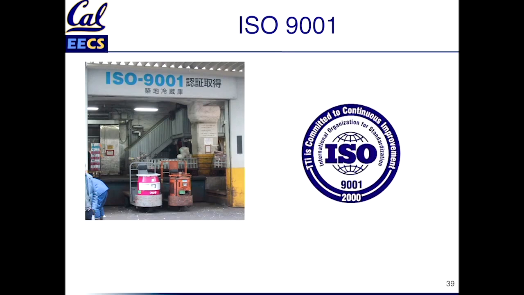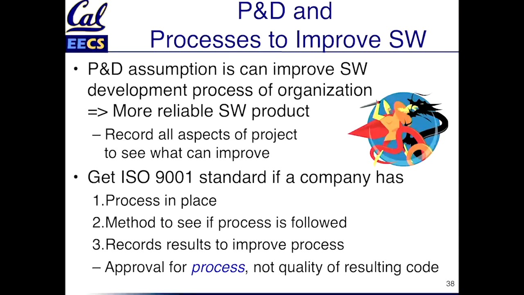Because it's actually about quality of anything. The ISO 9001 is quality of products, not just quality of software, but in our context, we talk about software. So what do you need to do to get the standard? You have to have a quality process in place. How do you develop it?